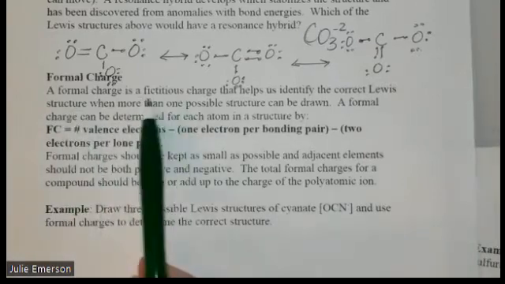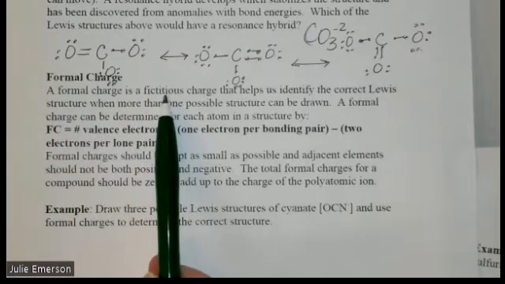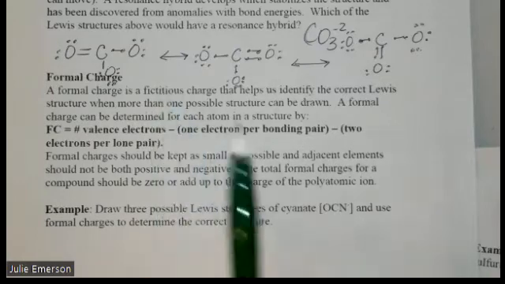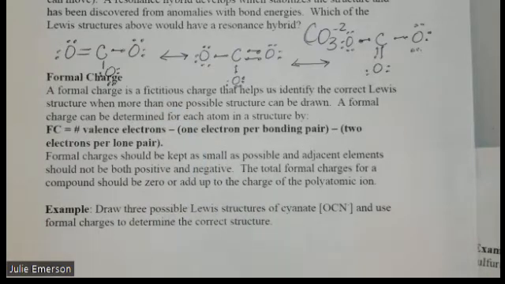So the formal charge, it's a fictitious charge. It's not like it's an ionic charge. It's not even like it's an oxidation state. This is only to help us with Lewis structures, and it helps us get the correct Lewis structure. When it looks like more than one is possible, formal charges will help us figure it out.